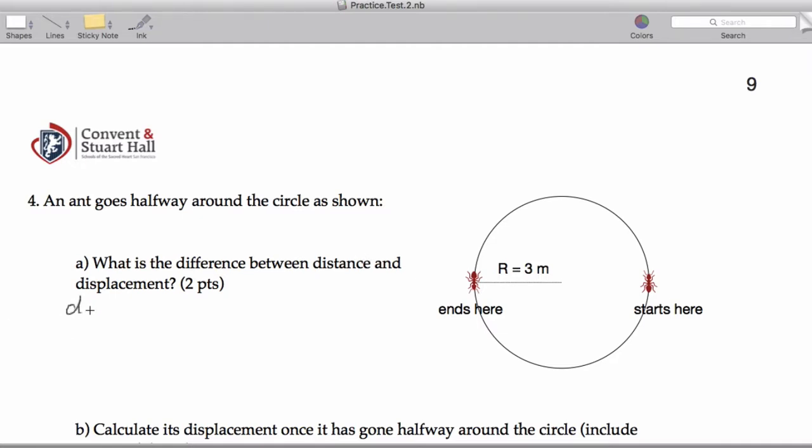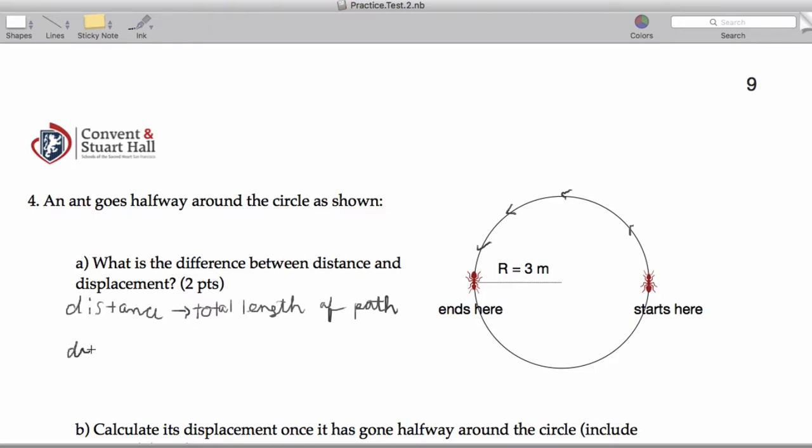So distance, if we're going to write that out carefully, is the total length of the path traveled. And in this case, that would be this whole semi-circumference that the ant covers.